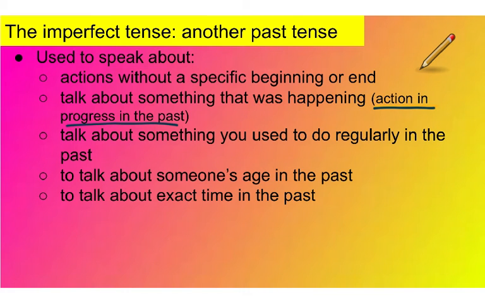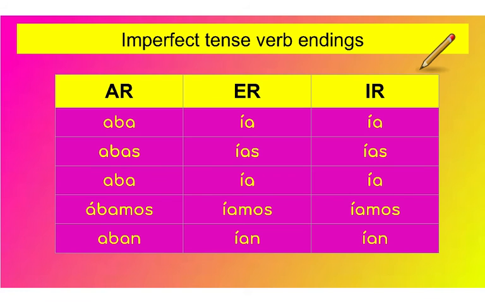We also use the imperfect if I'm referring to time in the past. Eran las 9 de la noche cuando me fui a dormir, cuando me acosté. I'm speaking about the specific time that I went to bed, so I use the imperfect.